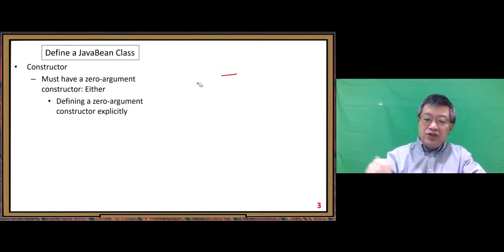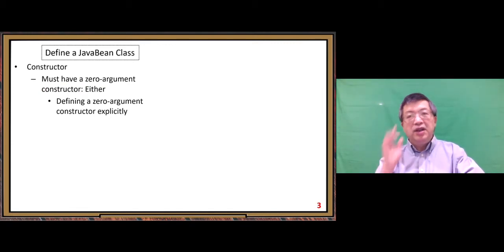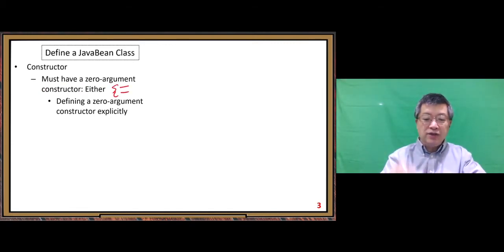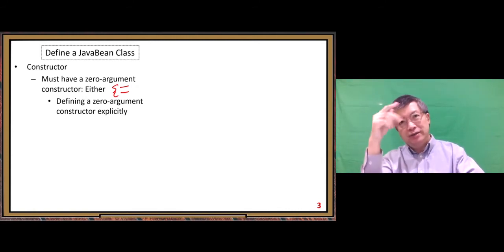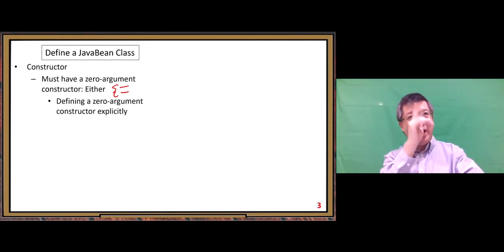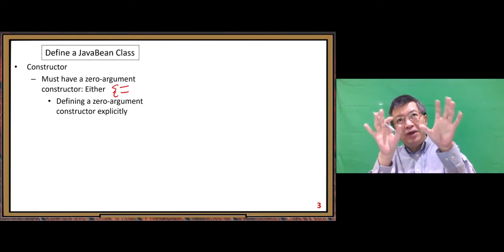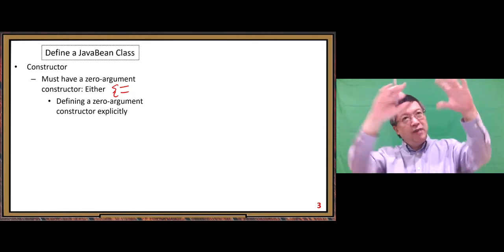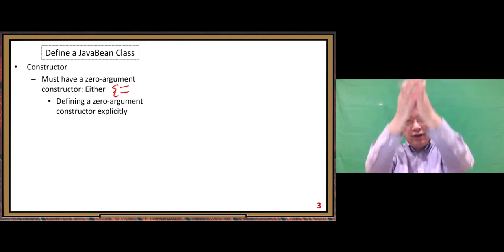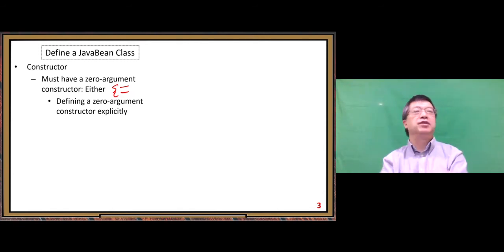But how do you get that zero argument constructor? There are two ways you can choose, either one. The first one, you define a zero argument constructor explicitly. You write the definition by yourself: your class name, parenthesis, inside the parenthesis nothing, no argument, then the definition. That will make your JavaBean follow the rule.